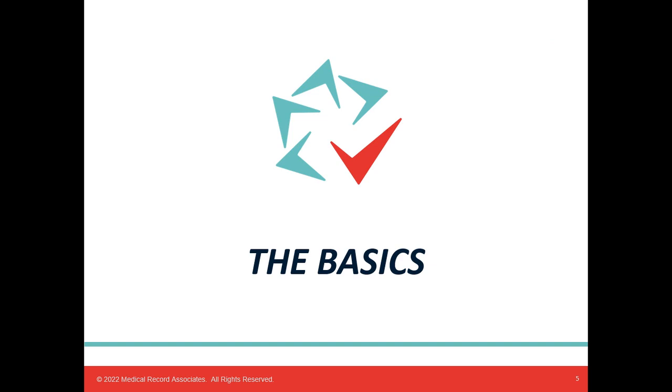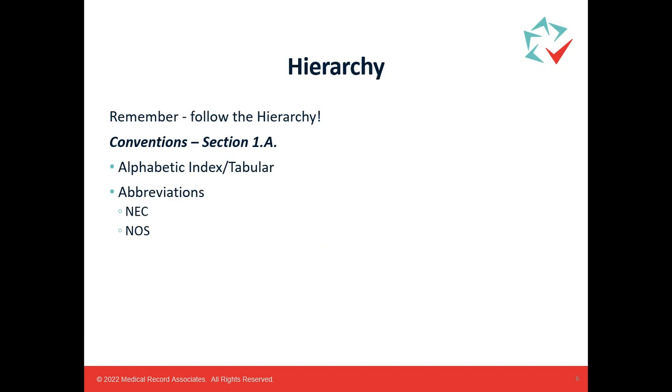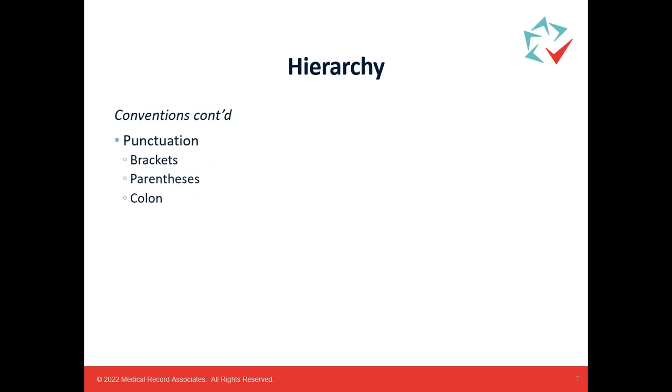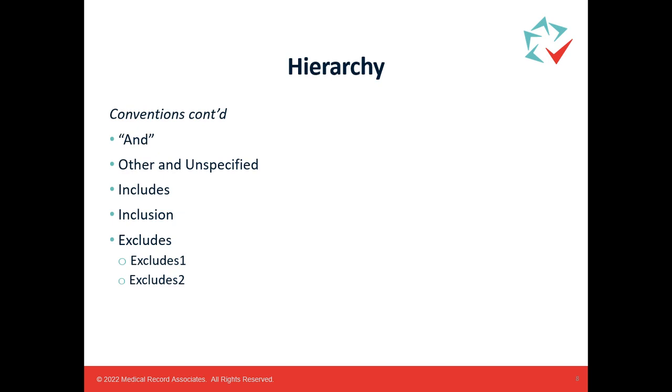Before we get started, let's just go over a few of the basics. This includes the hierarchy. This is something that is sometimes forgotten, and there is a hierarchy to coding. It starts out with the conventions. This is in section 1A of your book. The conventions include the alphabetical index and tabular, your abbreviations, that includes the NECs and NOSs, punctuation, brackets, parentheses, and colons all fall under punctuation. Your ands, other and unspecifieds, your instructions on inclusions, includes, excludes, and those pesky excludes one and excludes twos.